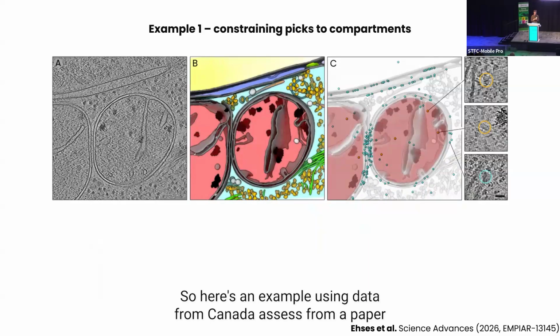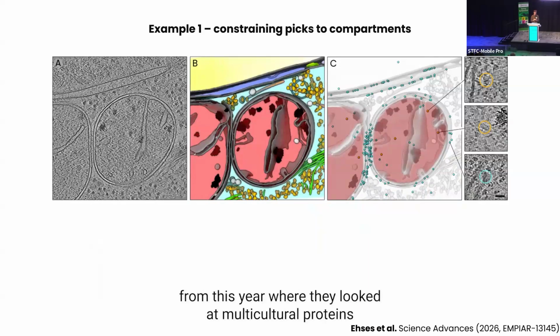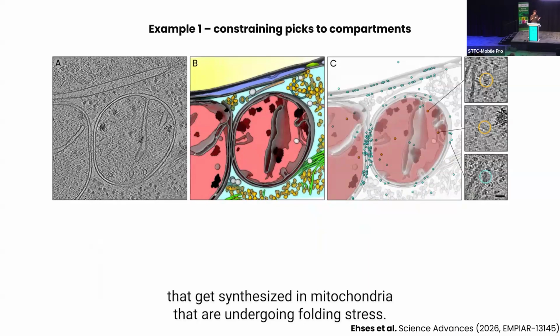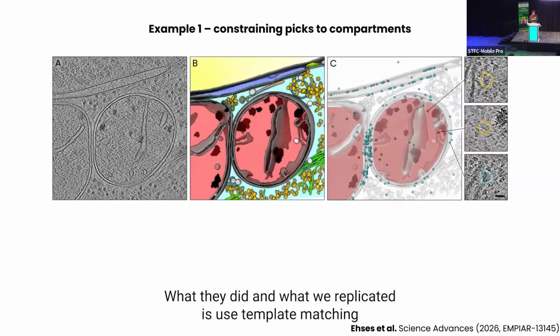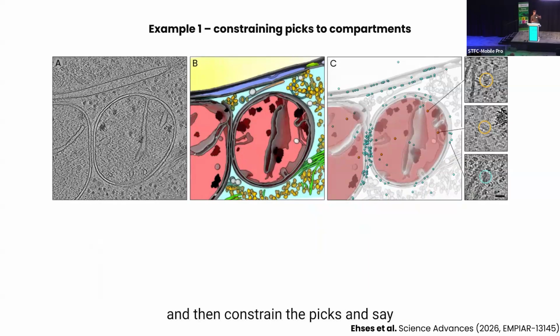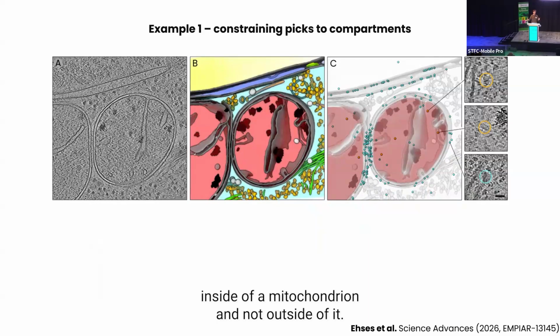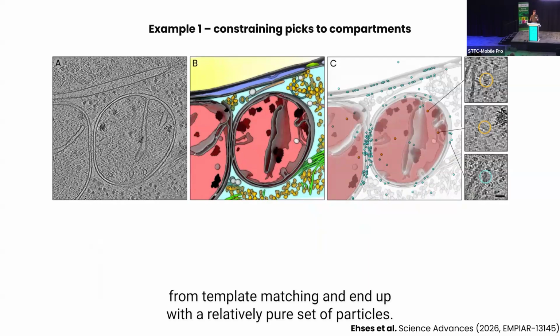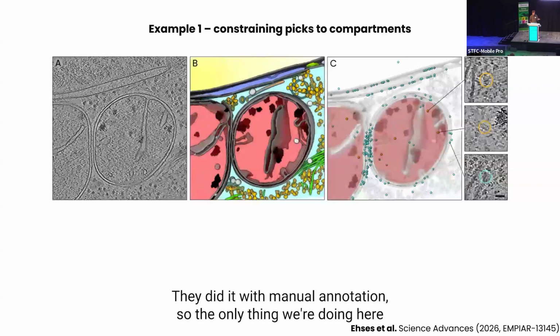So here's an example using data from Kenneth Aces from a paper from this year, where they looked at mitochondrial heat shock proteins that get synthesized in mitochondria that are undergoing folding stress. What they did and what we replicated is use template matching to find these heat shock proteins, HSP60, HSP10 complexes, and then constrain the picks and say we're only allowed to pick particles inside of a mitochondrion and not outside of it. And that should help to get rid of false positives from template matching and end up with a relatively pure set of particles. They did it with manual annotation.